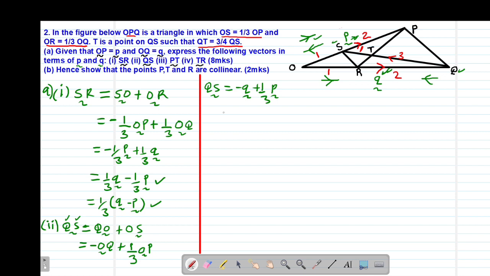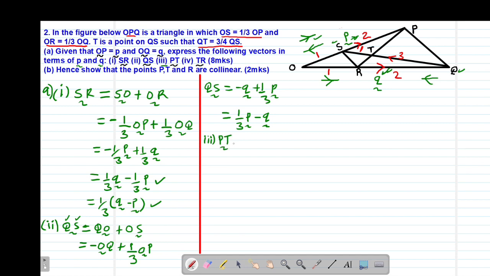So if I start with the positive, I'm going to have a third P, a third P, then minus vector Q. Then I'm going to move to Roman 3 of the question, whereby they want me to find the vector PT.